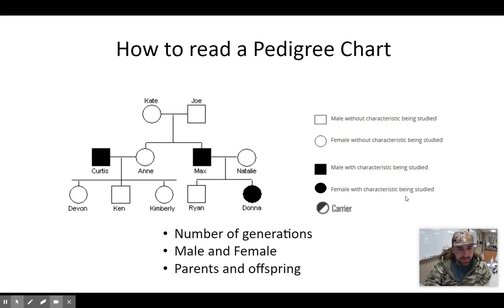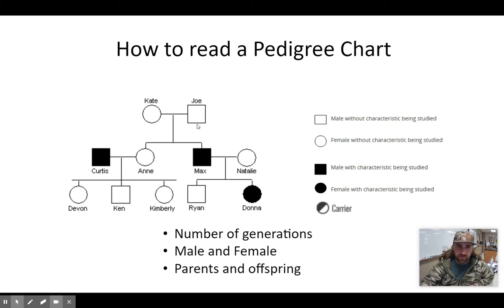How do we read one of these things? First and foremost, we need to be able to understand that there's a number of generations. So if we look at this from a horizontal perspective, we have one generation here, another generation here, and then another generation here. So we have a total of 3 generations. Now we can also dictate how many males and how many females. So we have a female and a male. They have 2 kids, which then have children again with these 2.